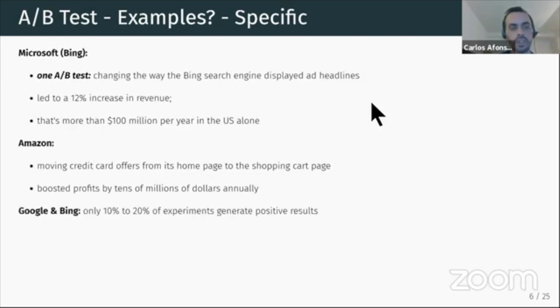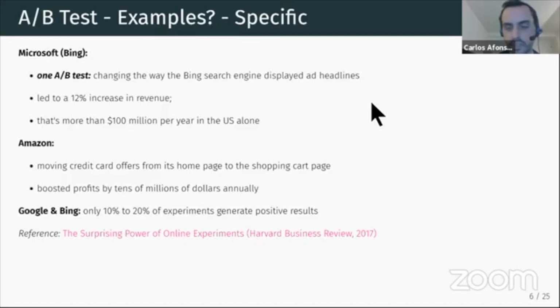Okay. However, they don't work all the time. Actually, most of the time, you don't get positive results, and certainly not positive in the sense that they are going to drastically change your business. So according to statistics from both Google and Bing, only about 10 to 20% of the A/B test experiments generate some positive results. Okay. If you are interested in these examples, I'll leave you here the reference, and I'll be providing you with these slides after the presentation today. So you can read more details about these examples and others.